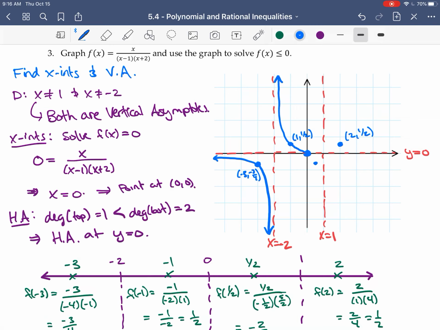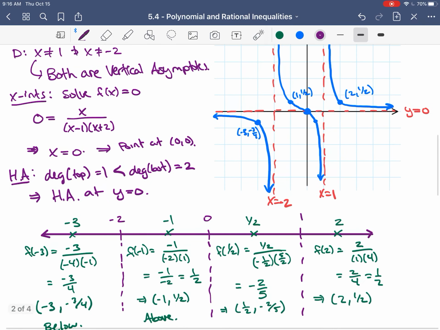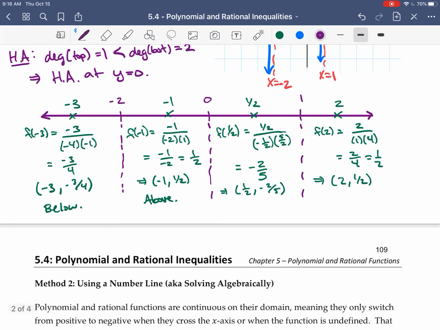In the interval from 0 to 1, we're always below. So it has to look something like that. And in the interval when x is bigger than 1, it's always positive. So we have to approach the asymptote to positive infinity and the horizontal asymptote above. So that's what our graph looks like. And I didn't leave myself a lot of room to actually answer the question. So let's try and fit it in here.